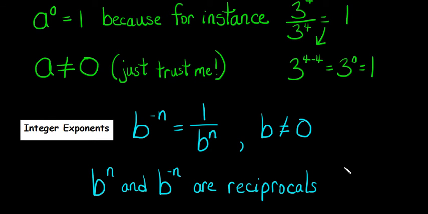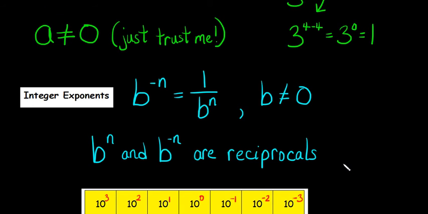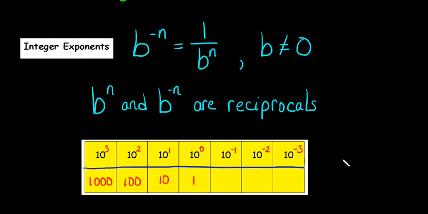So let me show you why that works out the way it does. I put this little chart in for you, and I filled it out a little bit right now. I've got 10 to the 3rd. If you work that out, that's 1,000. 10 to the 2nd, that's 100. 10 to the first, that's going to be 10, and anything to the 0 power is 1. If you notice a pattern here, each time we decrease the power, we're really dividing by 10.